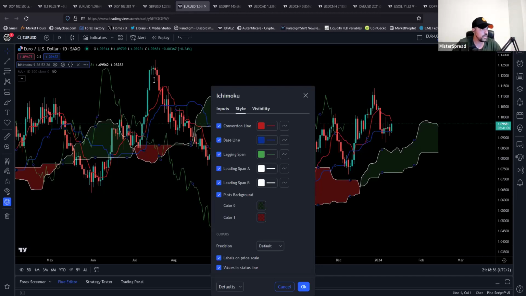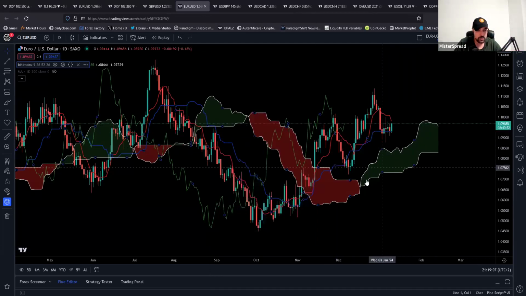Okay. The 2 lines of the cloud, we're going to have the span A and the span B, or the cloud, or Kumo. In Japanese, cloud is called Kumo, and it's formed between the span A and the span B. This is a bullish Kumo, or a bullish cloud. This is a bearish Kumo, or a bearish cloud. Cool. Okay. Now, I don't want to go too much into the technical details because I want to explain to you how we're going to use them.